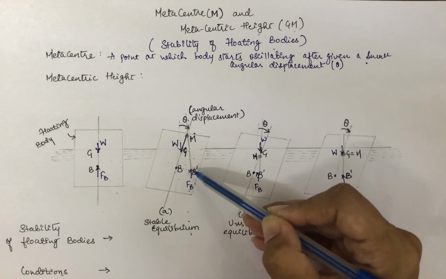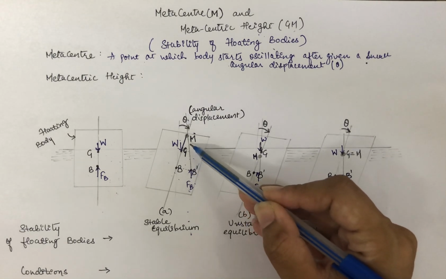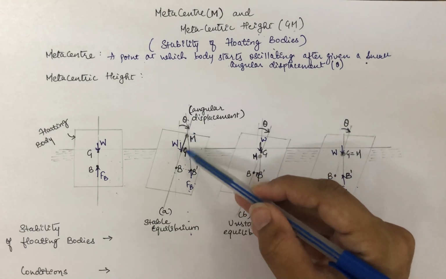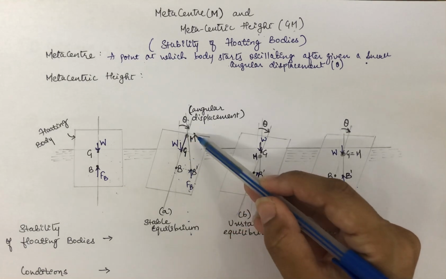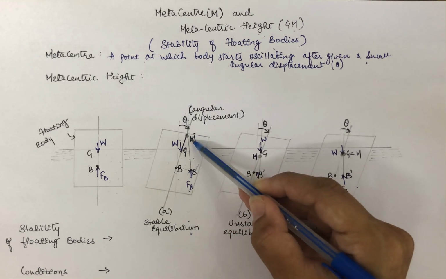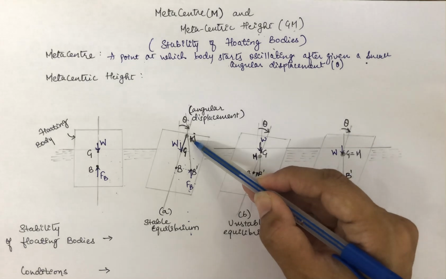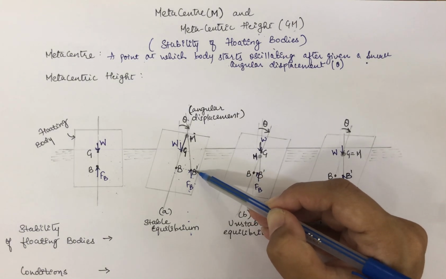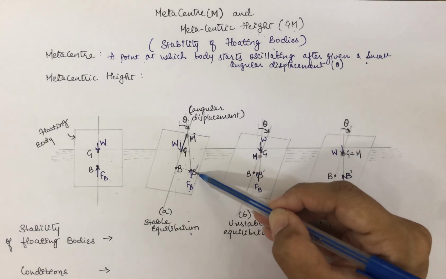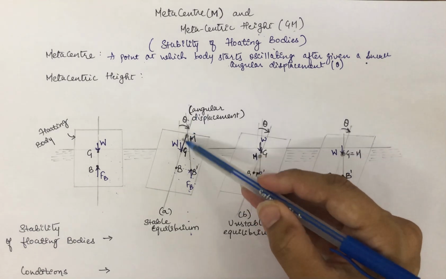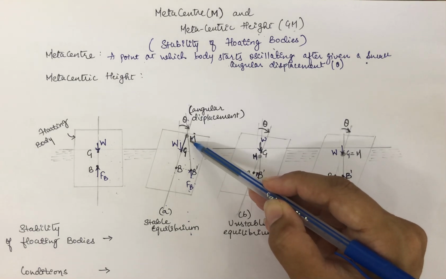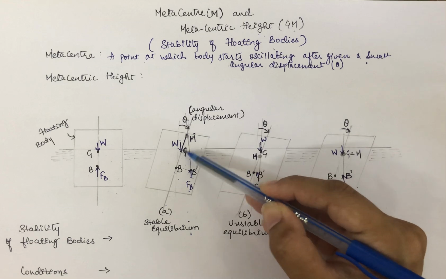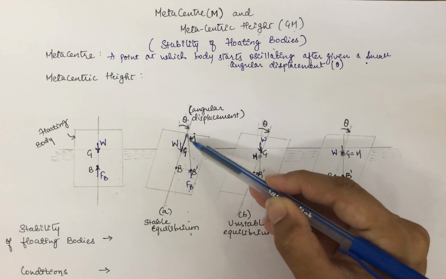and when a straight line is drawn from this B dash, the point at which it cuts the original line, the neutral axis line, that point will be referred to as metacenter. So, here M is a metacenter which is obtained when a parallel line from B dash cuts the neutral axis line at point M. So, this is the metacenter M and the distance GM will be referred to as metacentric height.